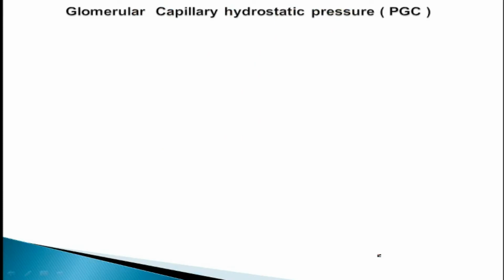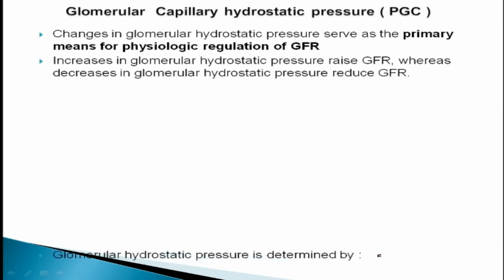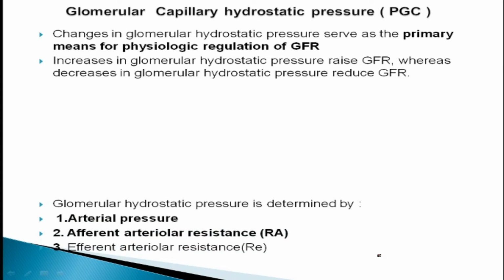Alright, now talking about the determinants one by one. First we talked about the Kf, that is the filtration coefficient. Now moving on, the second very important pressure which is affecting the GFR is the glomerular capillary hydrostatic pressure, and it is basically the primary means of regulating GFR. This pressure is determined by arterial pressure, afferent arteriolar resistance, and efferent arteriolar resistance. So three factors are determining the glomerular capillary hydrostatic pressure.